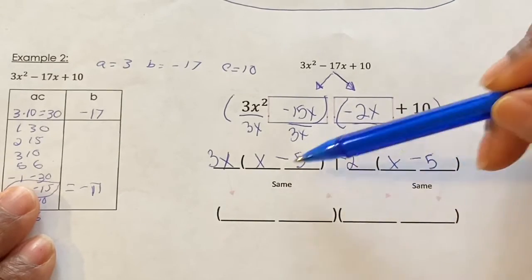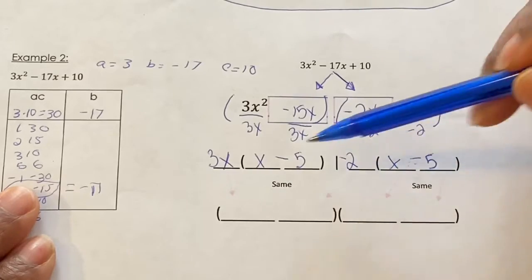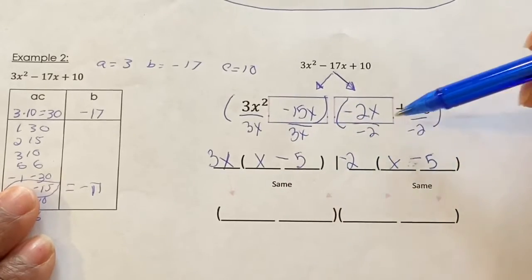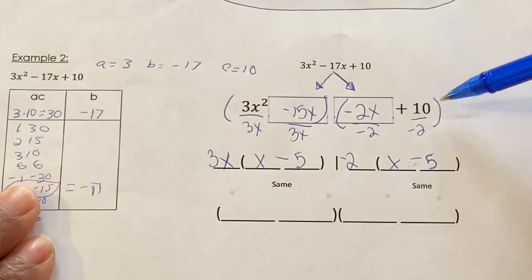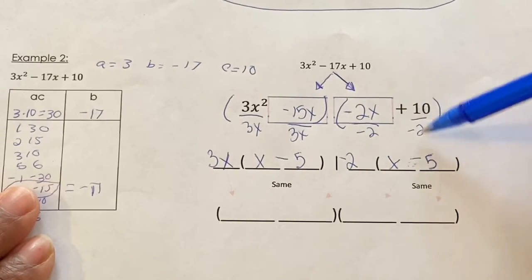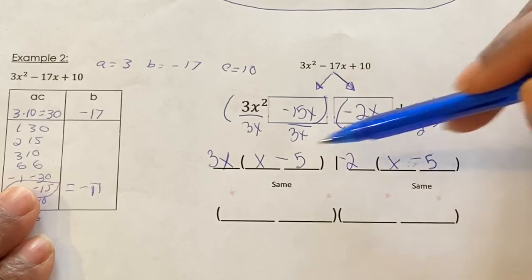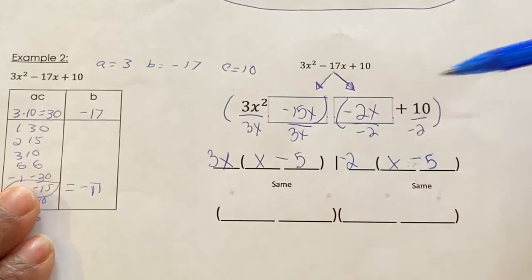As you can see, the factors in the parentheses are the same. That's what I'm looking for. If I would have divided by a positive 2, this would have given me a negative x, and it would have given me a positive 5, which would not have been the same as the other.